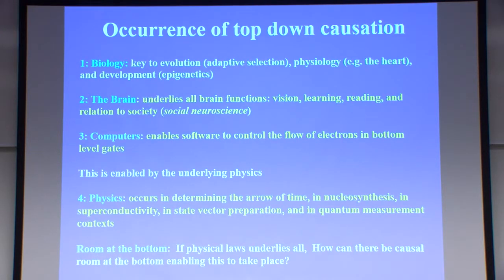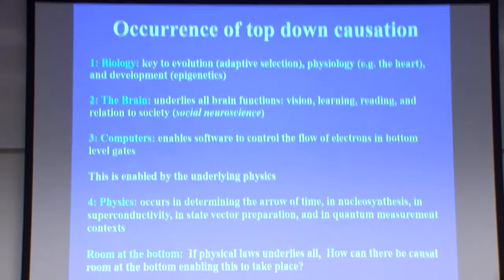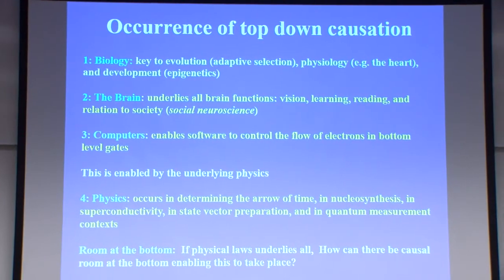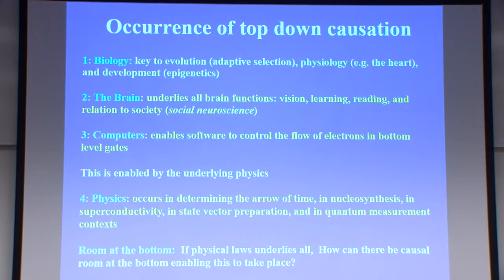So the occurrence of top-down causation, just to remind you, it's the key to evolution where adaptive selection takes place. It's the key to physiology, for example, the heart, and development in epigenetics. In the brain, it underlies all brain functions, vision, learning, reading, and the relation to society, where there's a whole subject of social neuroscience, which is a very active area at the moment. In computers, it enables software to control the flow of electrons in the bottom gates, and this is enabled by the underlying physics.